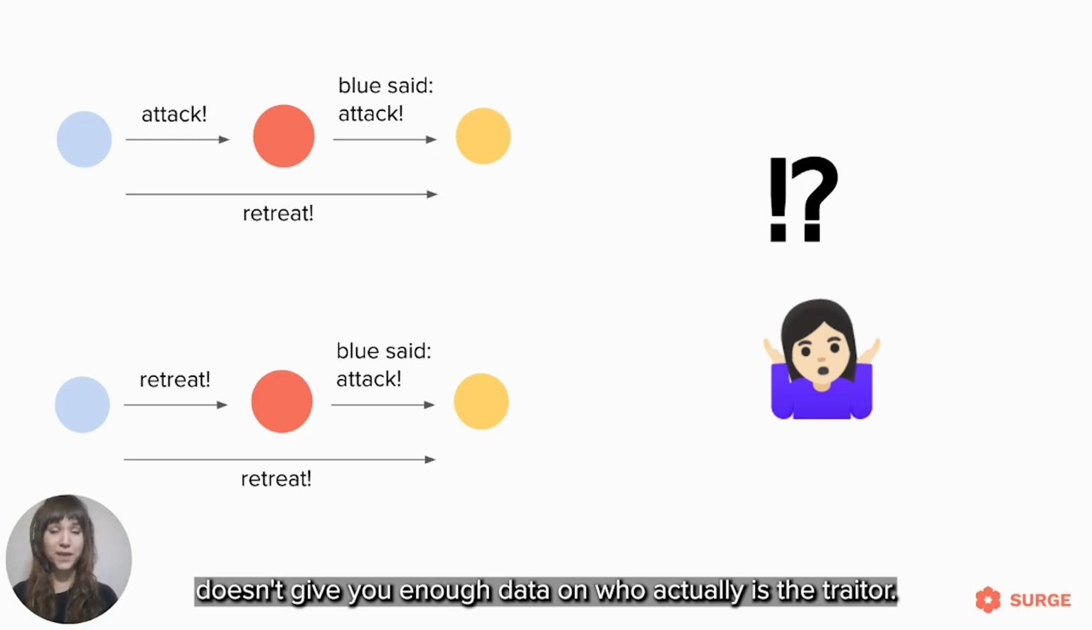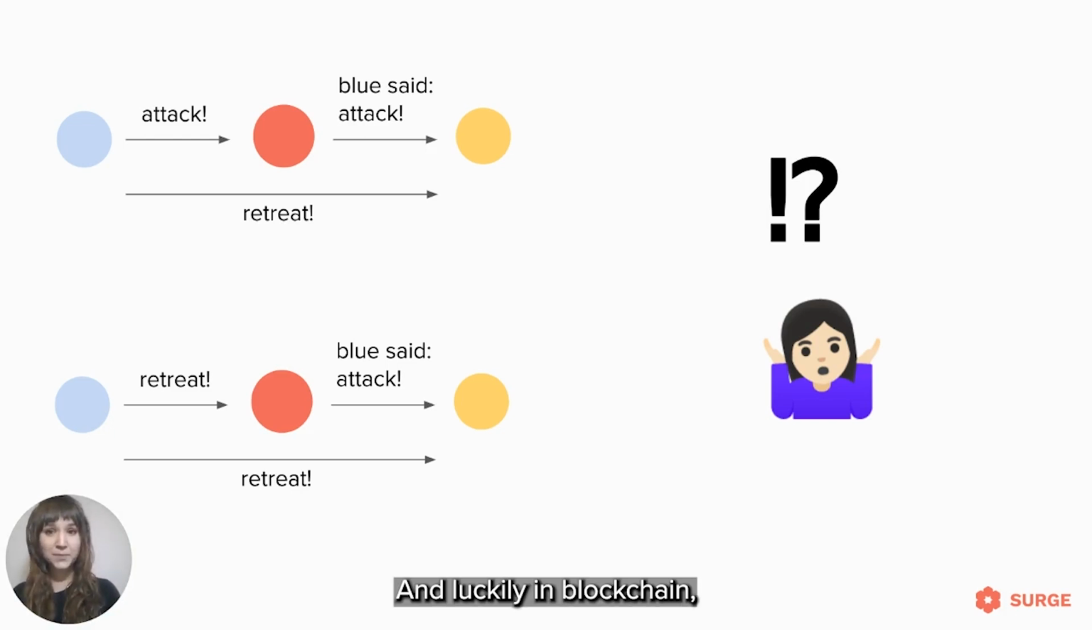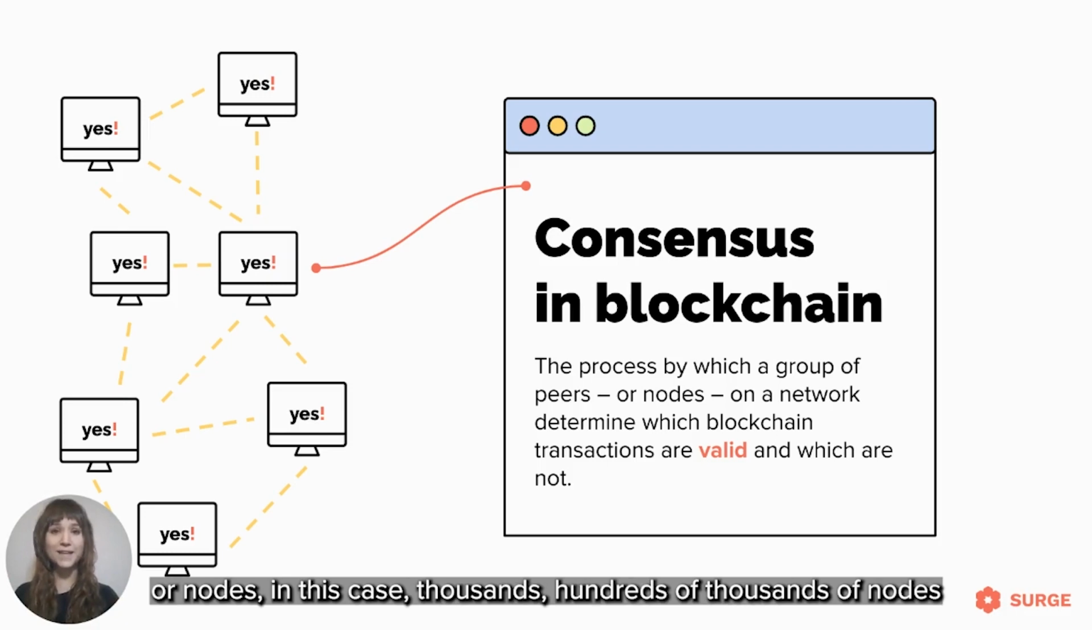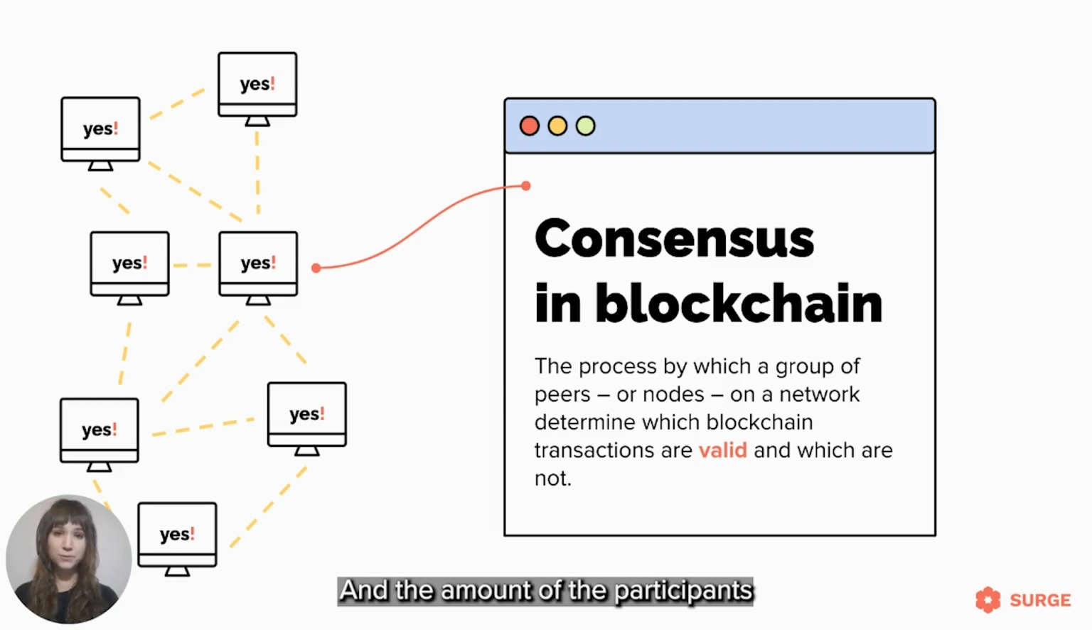And luckily, in blockchain, the consensus is a process by which a group of peers or nodes, in this case, thousands, hundreds of thousands of nodes, determine which transactions are valid and which are not. And the amount of participants and a certain set of rules allows them to take a decision that is truthy, and it will discourage the traitors as well from trying to affect the decision and use the situation for their own advantage.